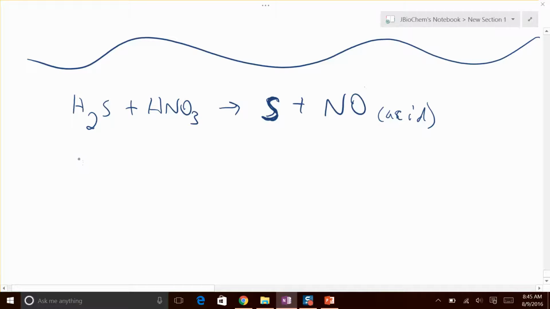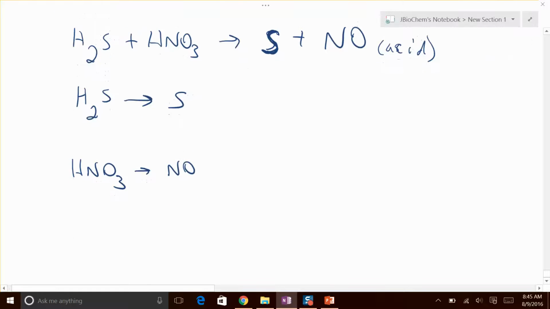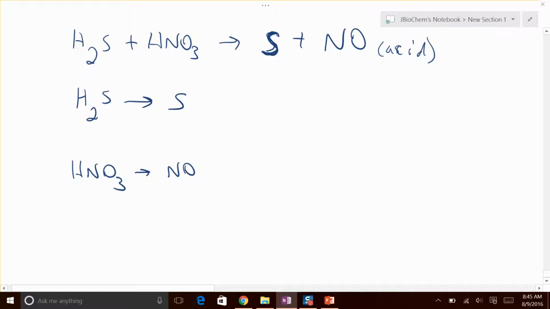Okay, so H2S going to S is our first half reaction, right? And then HNO3 going to NO is our second half reaction. And this is in an acid solution, which means we just do the full process and then we'll be done. If it was in a basic solution, we would do the full process, and then we would add hydroxides at the end and form waters, etc. But here we have this process.